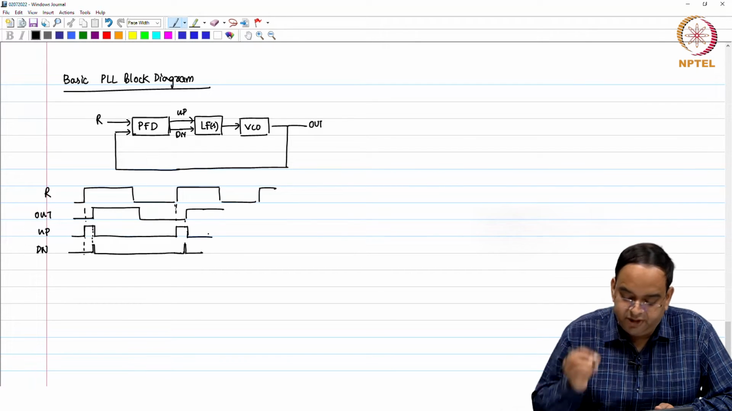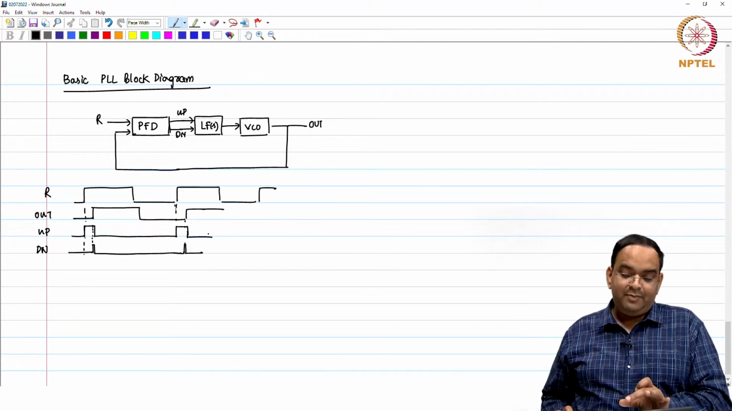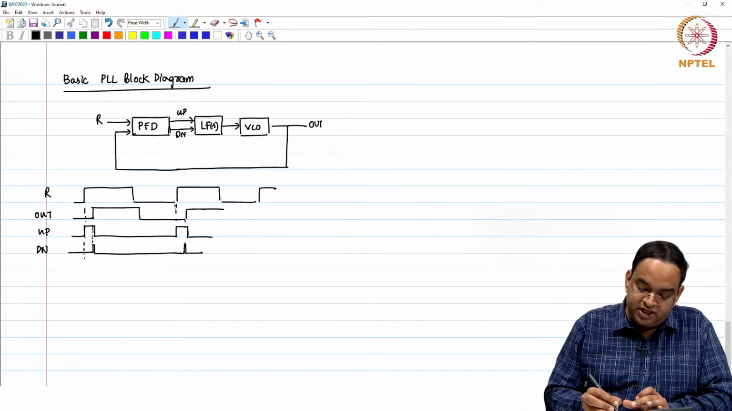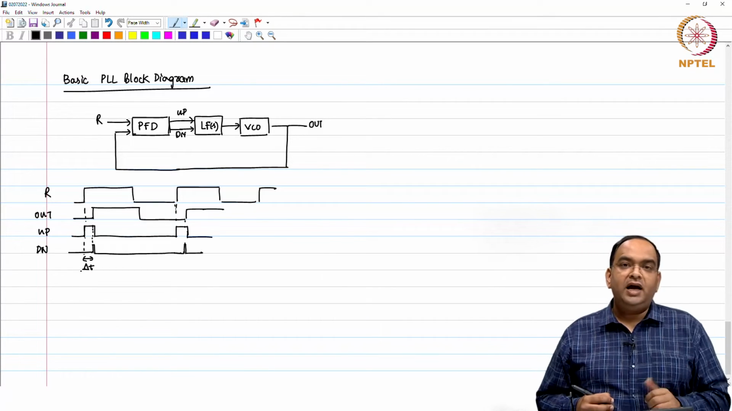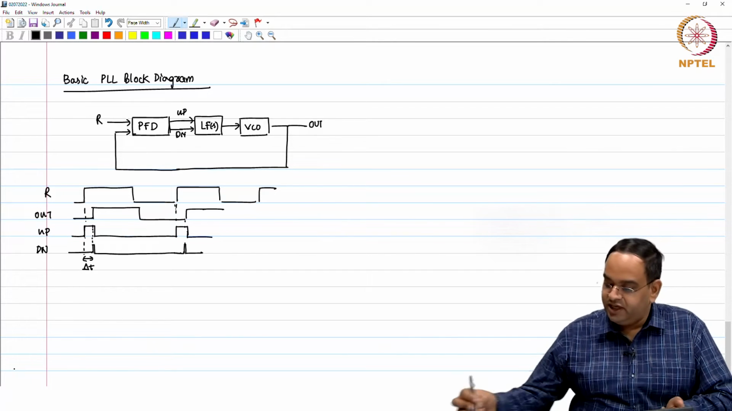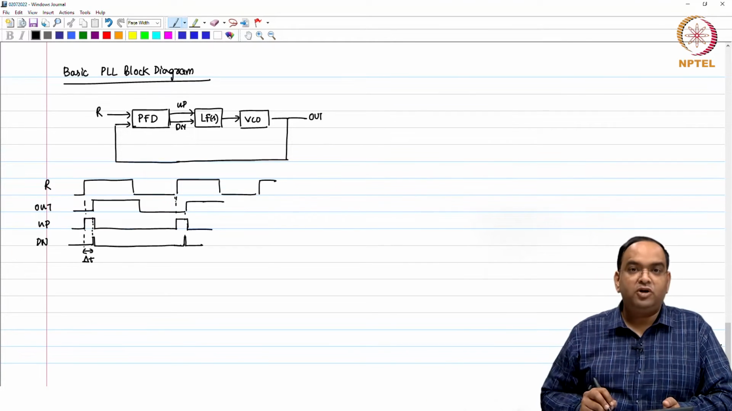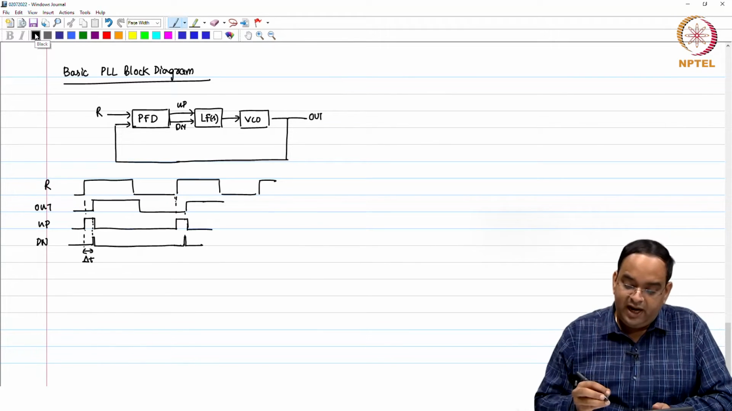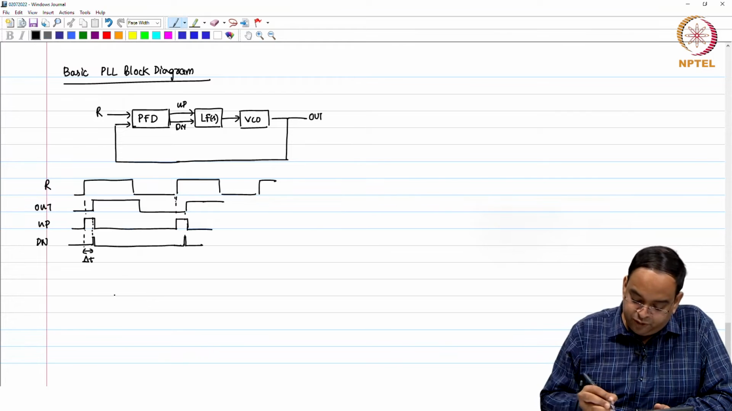Practically this will happen. Now, these up and down signals have the information about the phase error in the pulse width. I want to convert this phase error to a voltage, okay. That is what I need to do, because the loop filter is going to process the voltage. So, I have a couple of options before me.